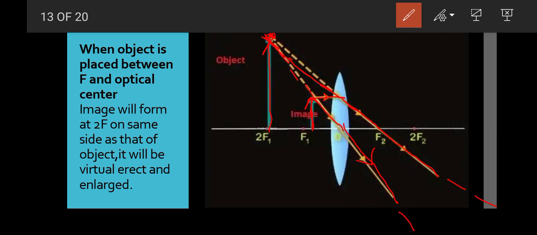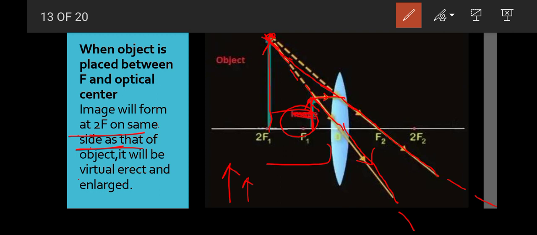The image will be formed at 2f on the same side of the object. It will be virtual as the image and object are both present on the same side. So this image will be virtual. It is erect because the image and object have the same orientation, but the image will be enlarged.